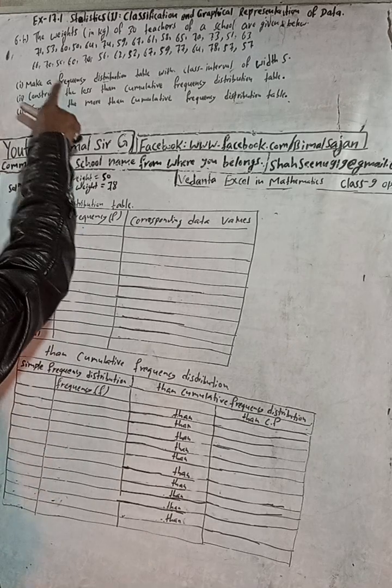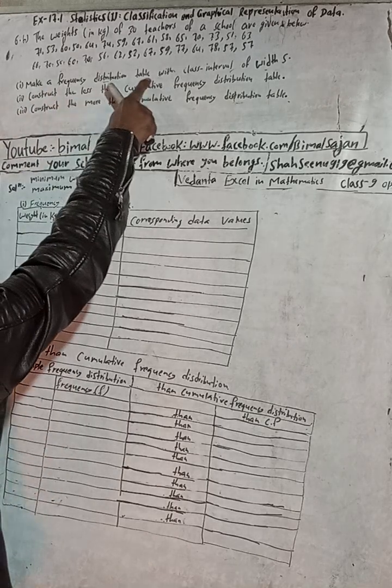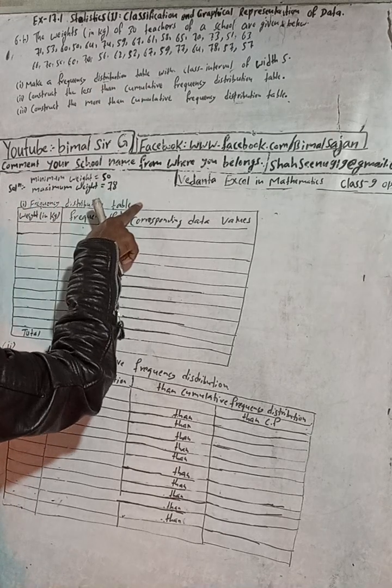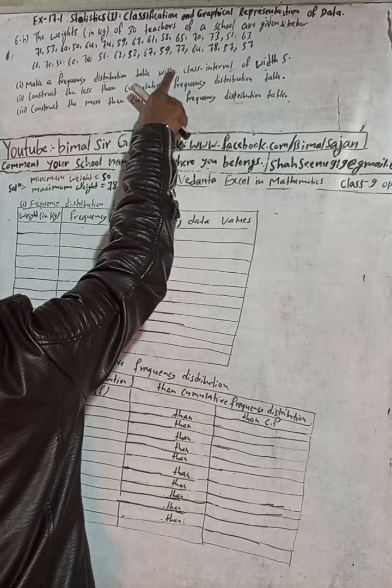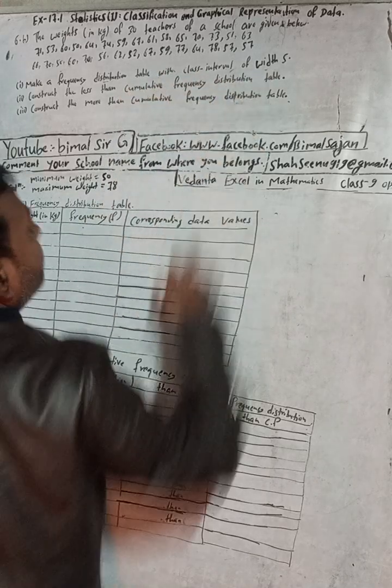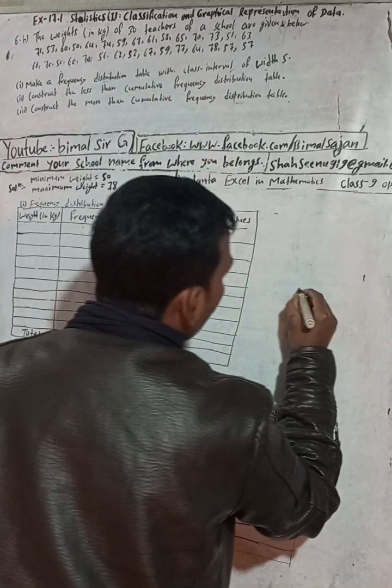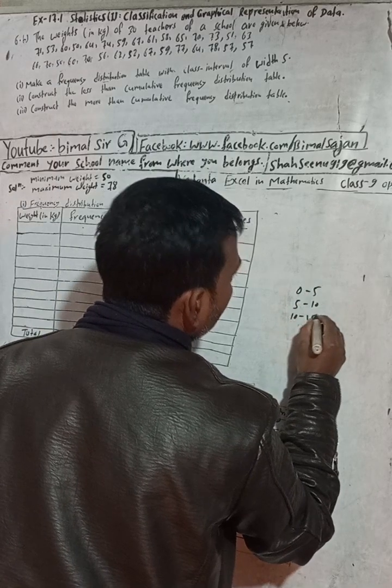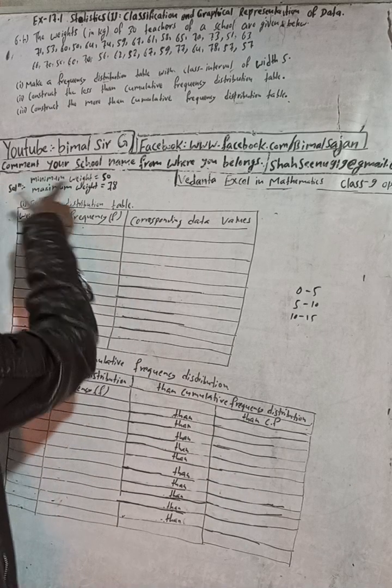And here the question tells us to make a frequency distribution table. So under this heading we have to create class intervals of width 5. Width 5 means 0 to 5, 5 to 10, 10 to 15 and so on. But here our minimum weight is 50.